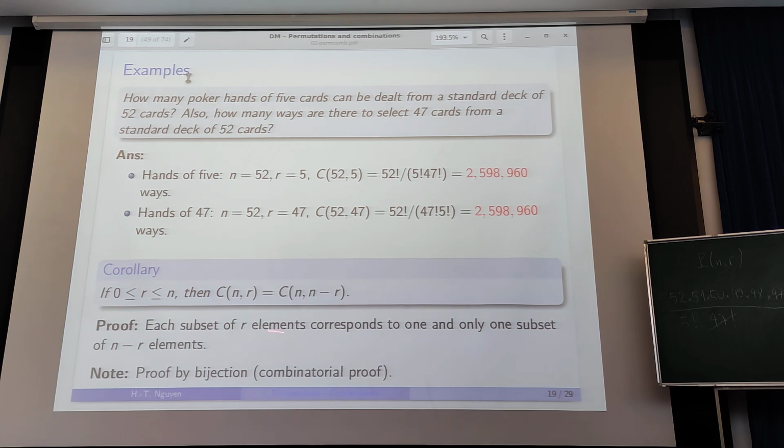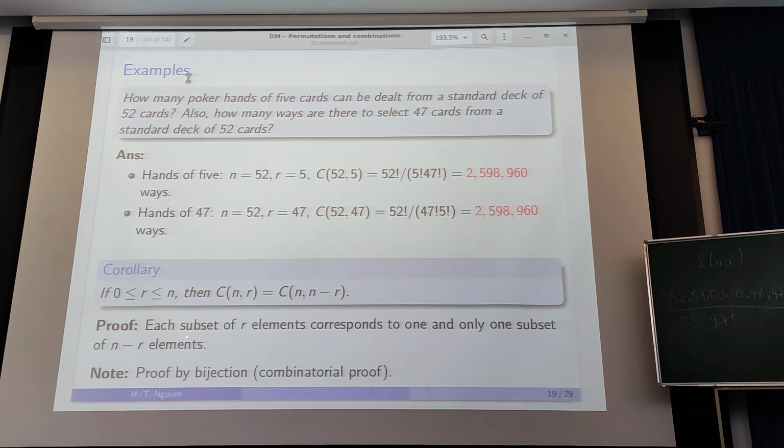This one-to-one correspondence is also called a bijection. So in some counting problems, if you can establish a one-to-one correspondence, or a bijection, between two sets, then you can say that the two sets have the same number of elements.